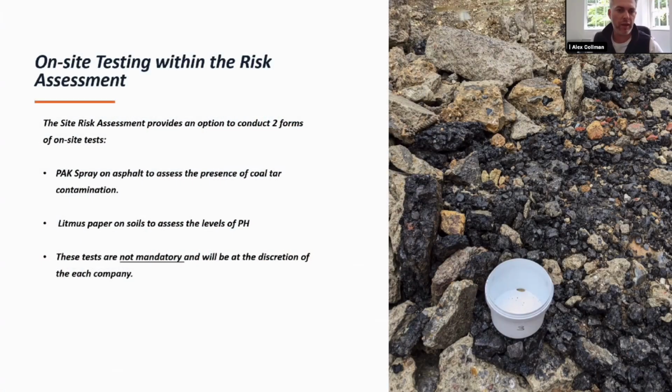So within the protocol and within the site-based risk assessment itself, there are two forms of on-site rapid testing or quick check methods that are not mandatory, but provided as an option to help with that risk assessment and help with getting a good correlation. One of those is pack spray, which I'm sure is widely used anyway, used on asphalt to assess the likelihood or not of coal tar. The other is litmus paper to determine pH levels within the soil.